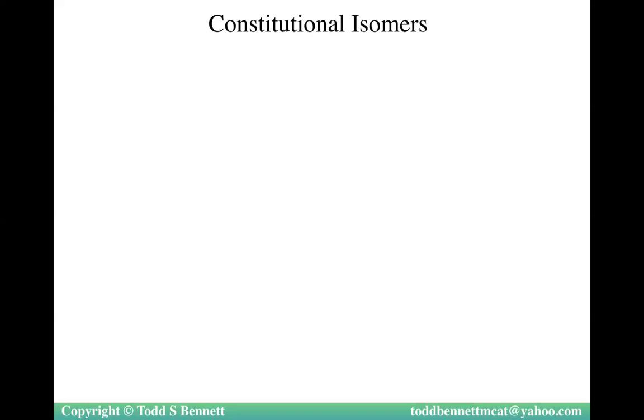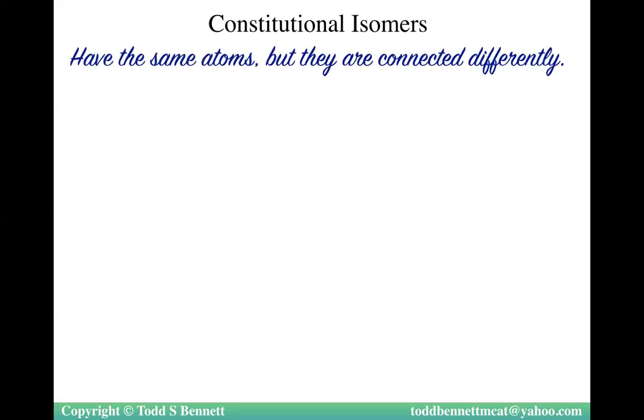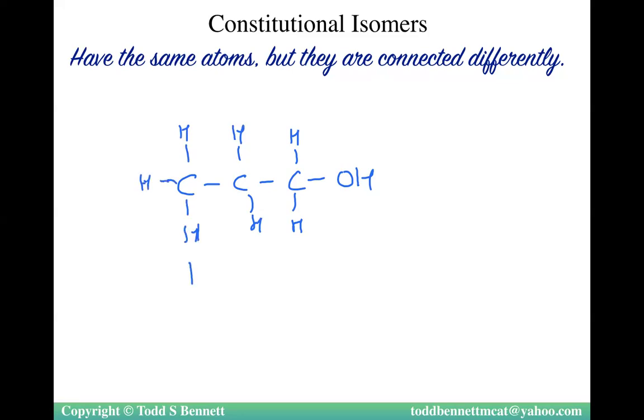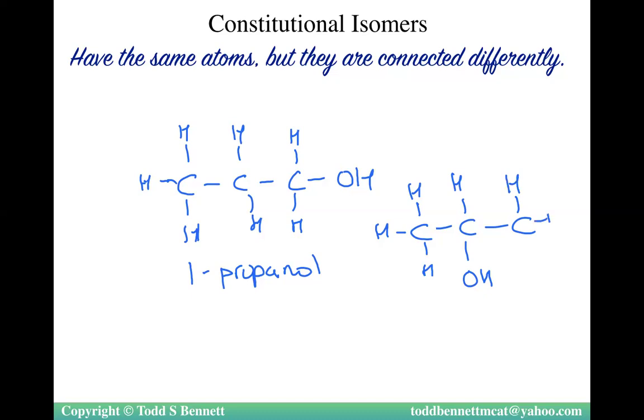So, constitutional isomers again have the exact same atoms because they're isomers, but they're connected differently. They're not bonded the same. So, for instance, if I considered an alcohol where I have three carbons and the OH on carbon number one, which I would call one propanol, that will be different than if I had those same three carbons, but the OH is now bonded to the second carbon, which would make it two propanol.